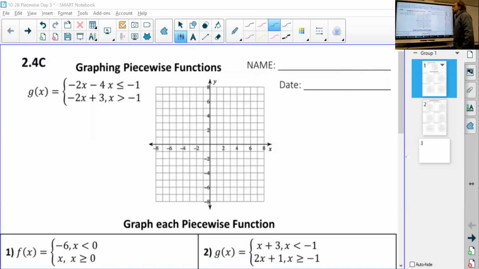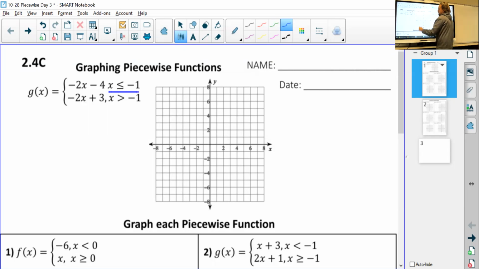All right, nice and quick today. We're just graphing piecewise functions, which we did one time when we first started. Now we're doing it for real. Try to make this as straightforward as we can. So what we want to do, we have two parts of our function. We're going to graph them both separately.